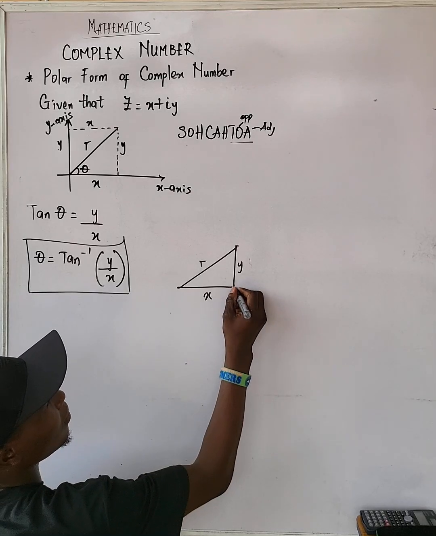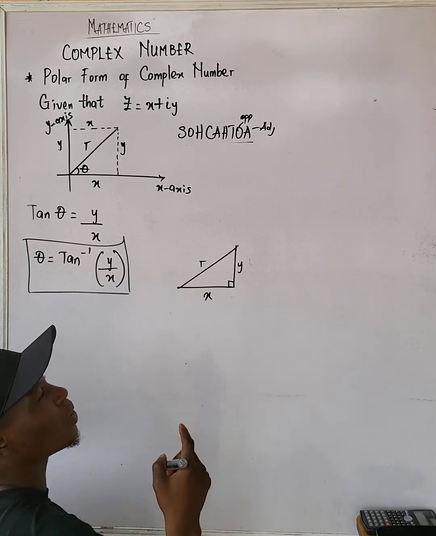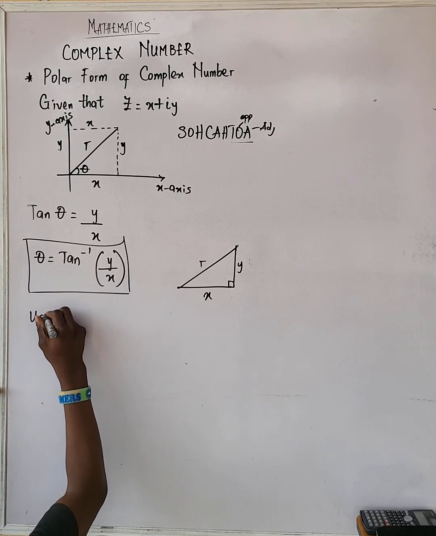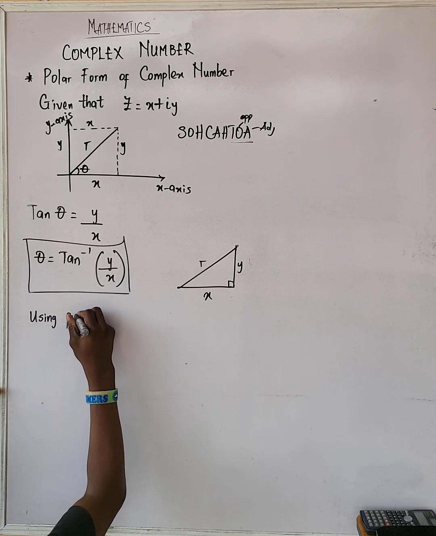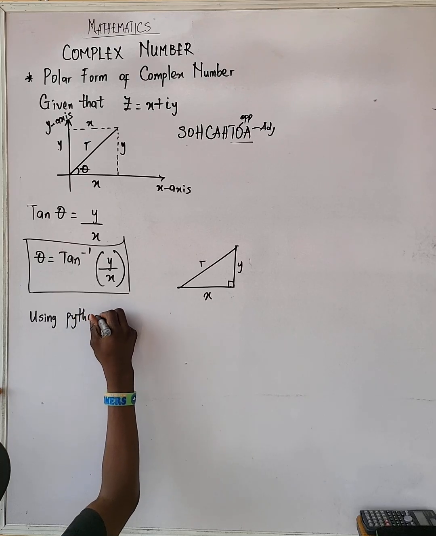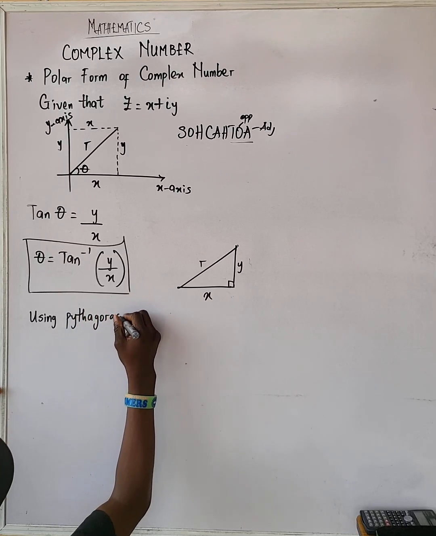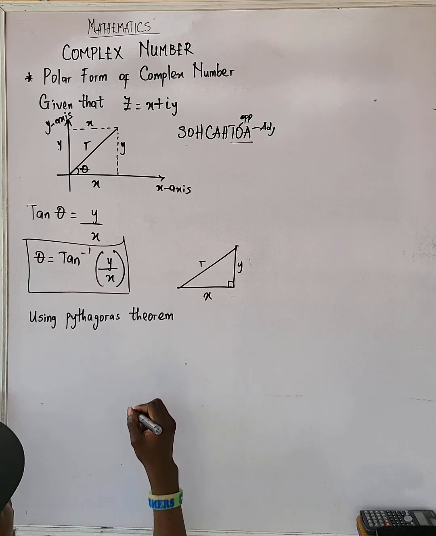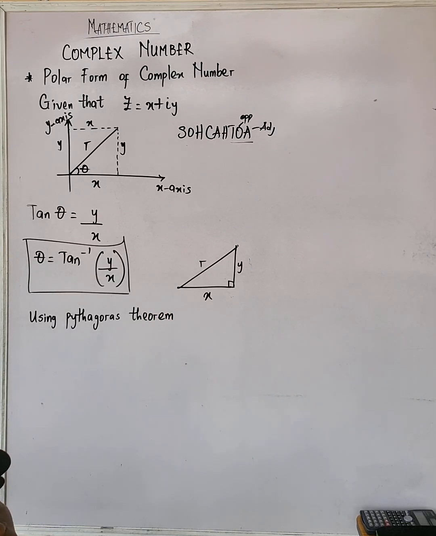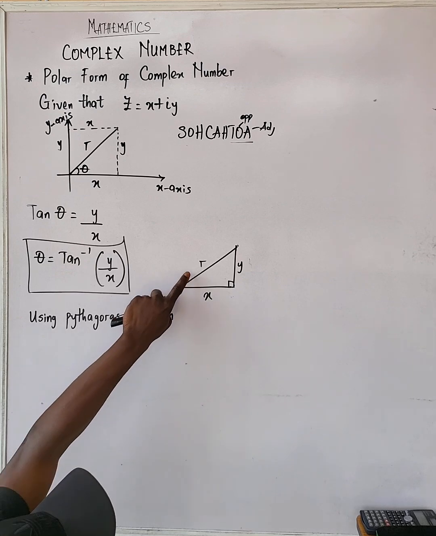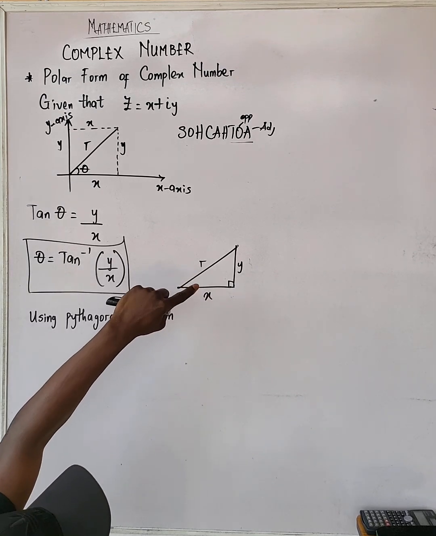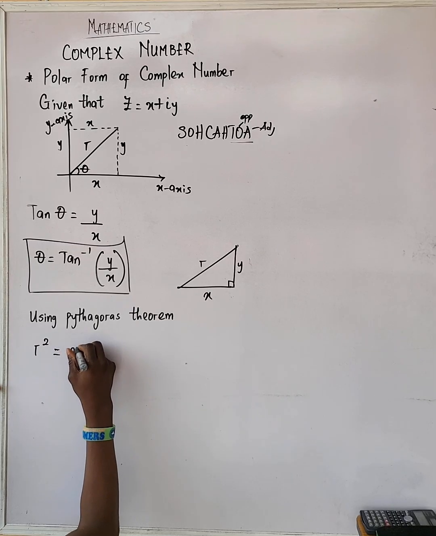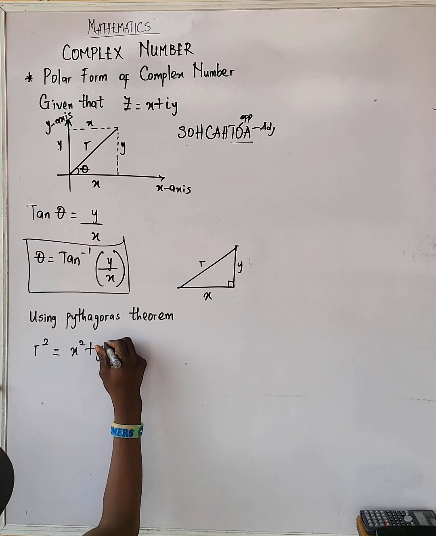Now, you know this is a right angle. And what do we use? We use Pythagoras theorem. Don't forget, using Pythagoras theorem. And what does Pythagoras theorem state? It says the hypotenuse square is equal to opposite square plus adjacent square. What's our hypotenuse here? That's the longest side, right? So R square equals x square plus y square.